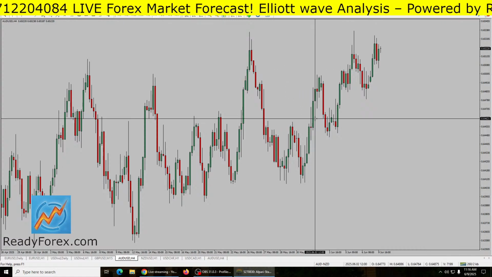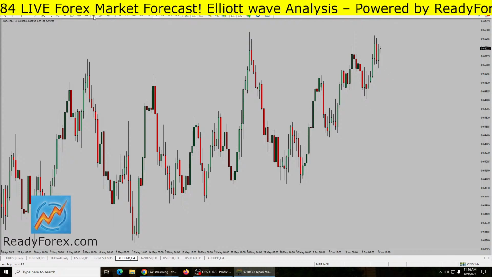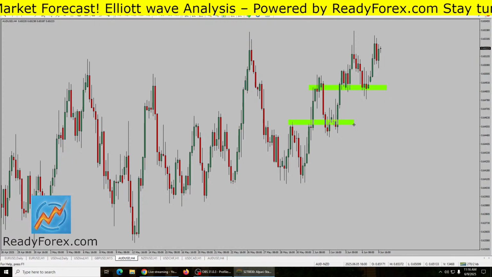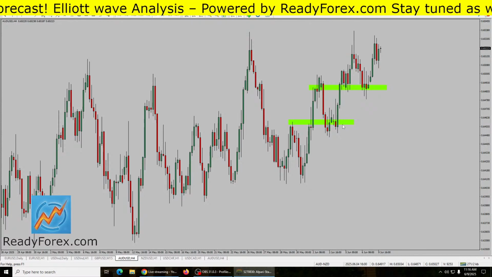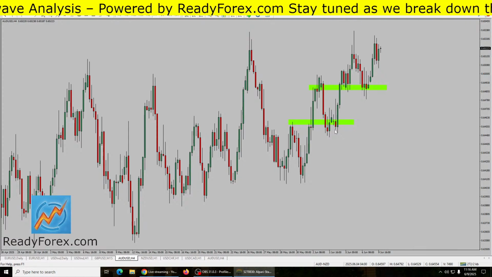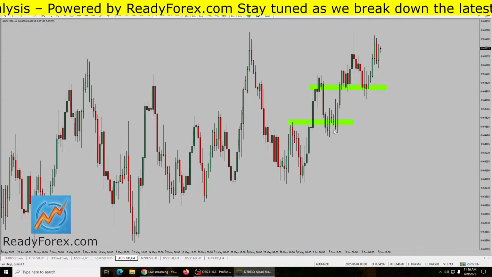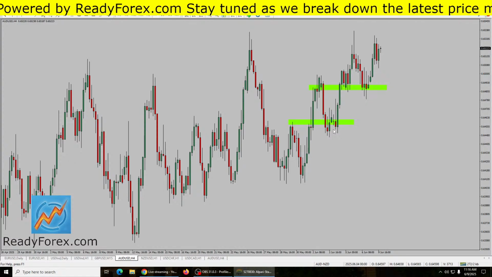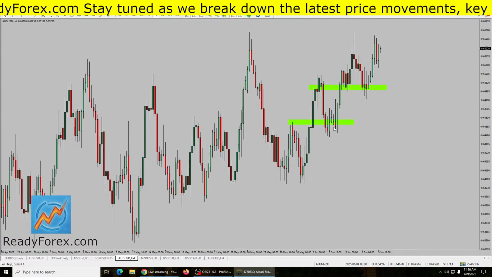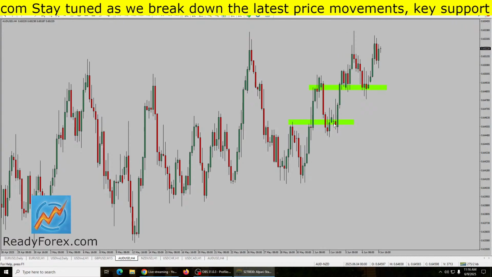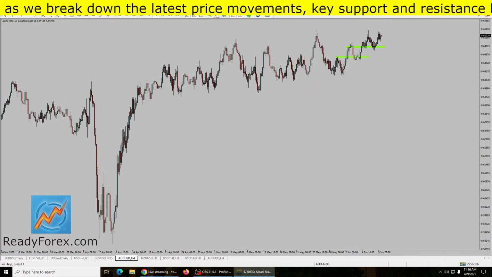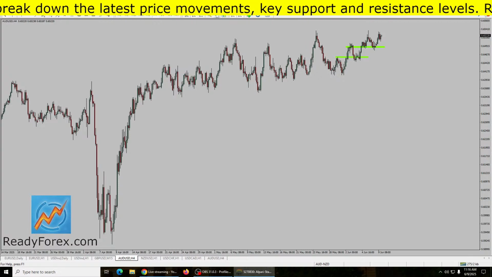As far as the internal wave count is concerned, we got multiple overlaps. Here's the overlap. Here's another one right over here. Okay, so the overlapping obviously suggests that it's not an impulse. It's probably a motive wave, meaning the ending diagonal. Basically, there are two types of motive waves: ending diagonals and impulse. So this looks to me like a diagonal, which is trying to complete the fifth wave over here.